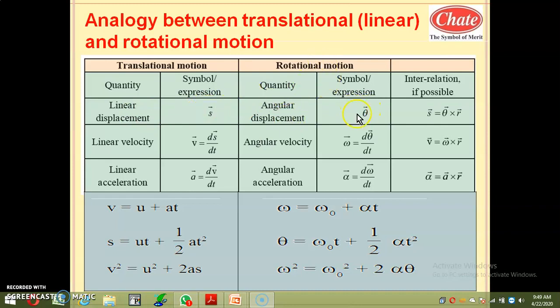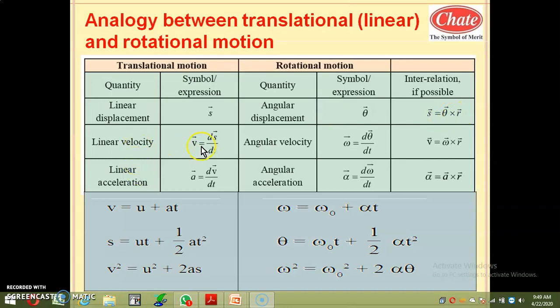What is the relation between S and theta? S equals R theta. In vector form, it will be written as S equals theta cross R, by the concept of vector product. So vector S equals vector theta cross vector R. That is by the right hand rule, right hand thumb rule, or right threaded screw rule. S equals theta cross R.